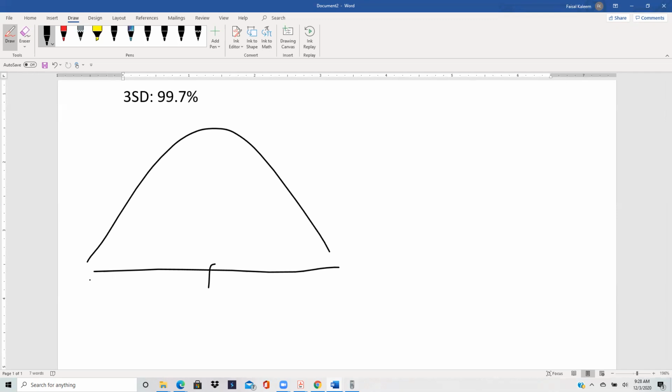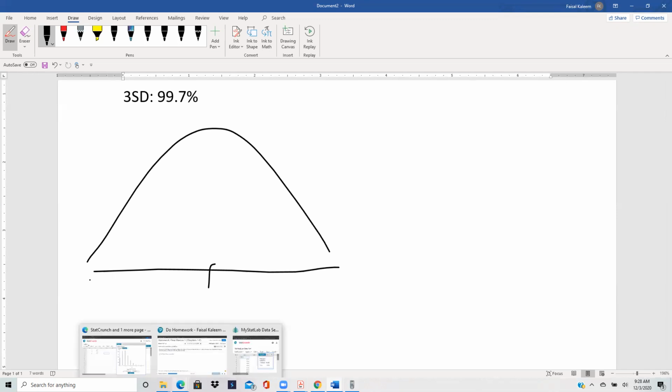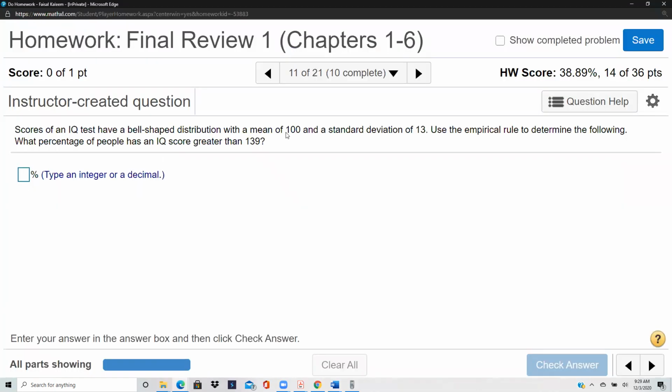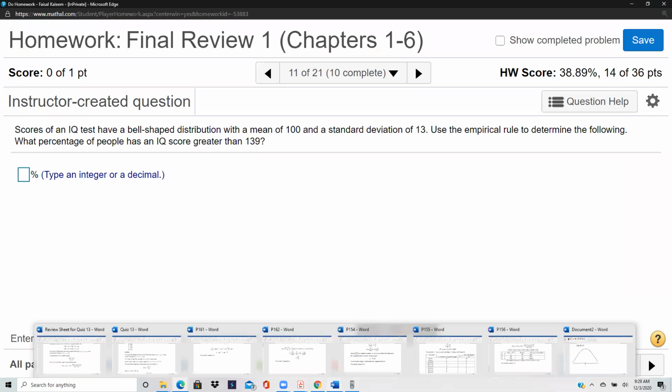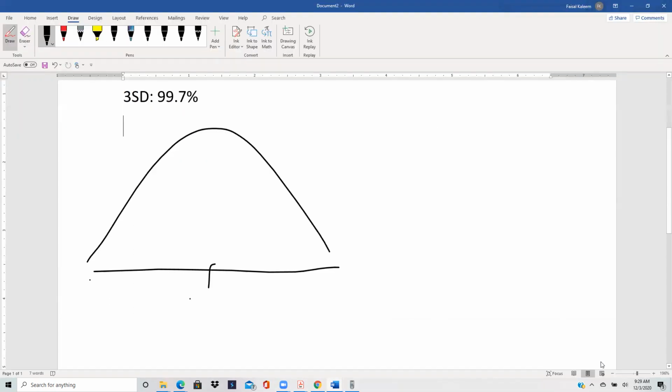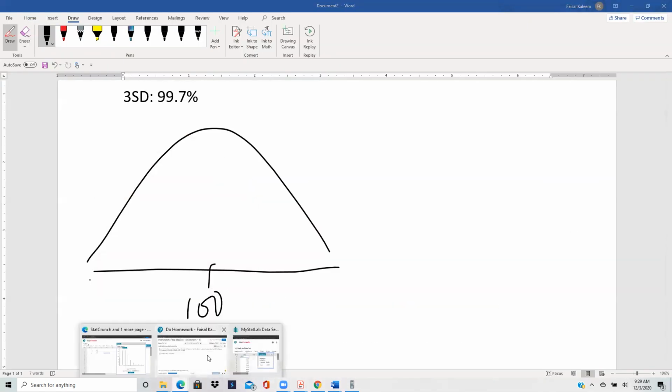Okay. It wants to have a score greater than. The mean is 100 here and the standard deviation is 13. So the mean is 100 that I write in the middle, and the standard deviation there was 13. So do I write all the 3 standard deviations? Okay, so in my problem, the mean was 100 and the standard deviation is 13. So this is the problem.